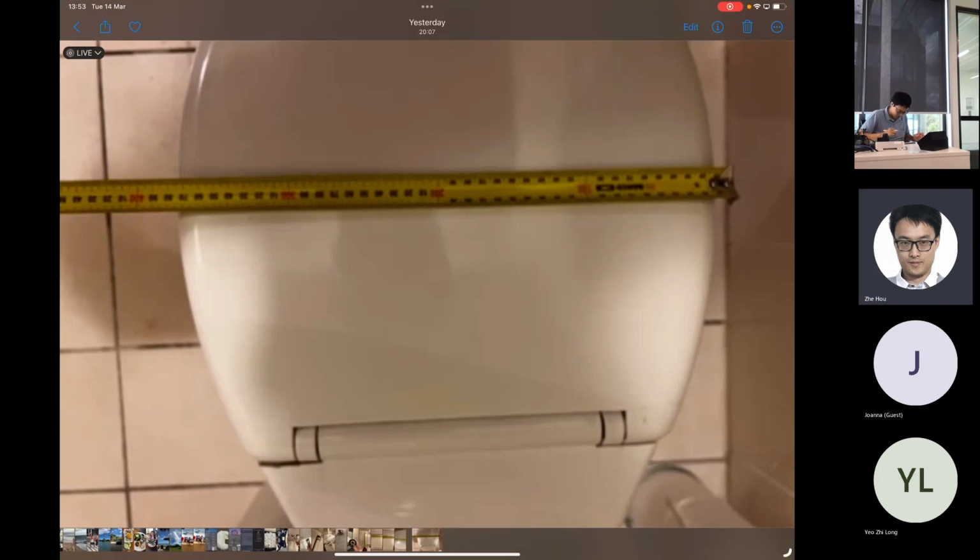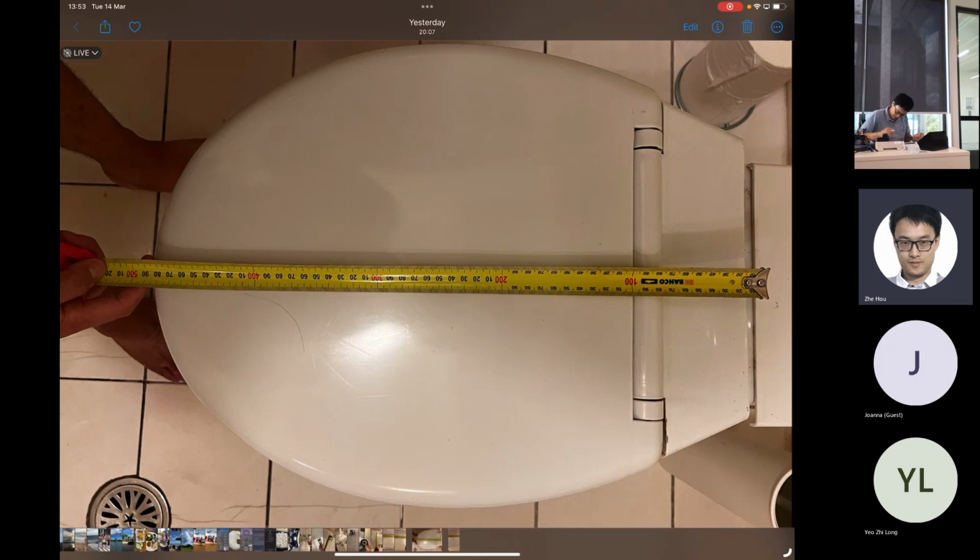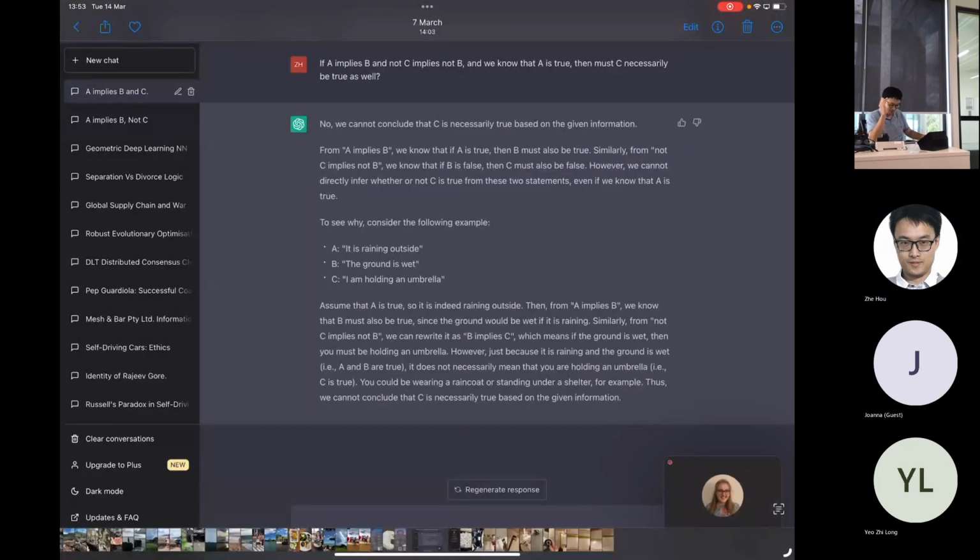I took a screenshot. That's this one here. On the top is a question we asked ChatGPT. The question is, A implies B, not C implies not B, and A is true. Now the question is, what's the truth value of C?